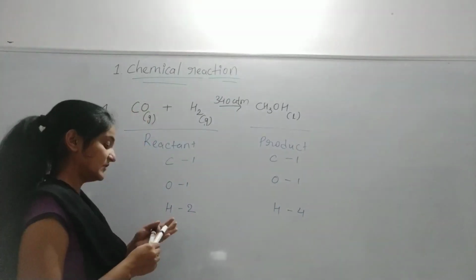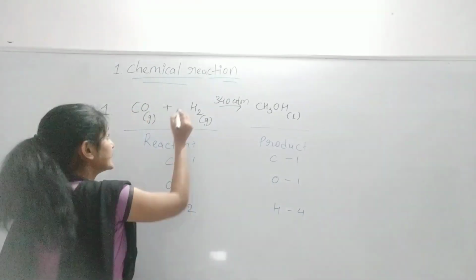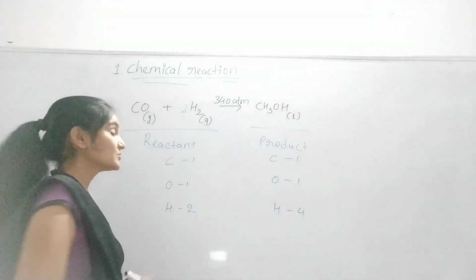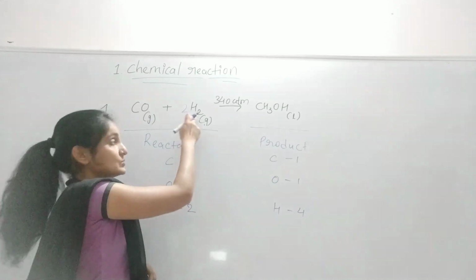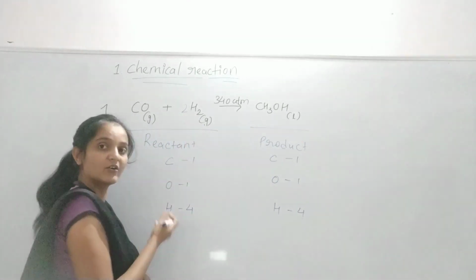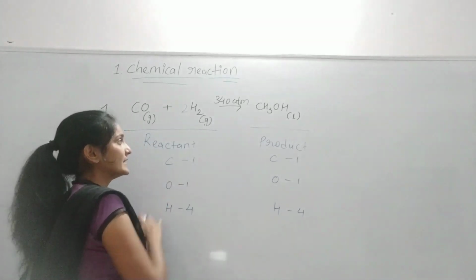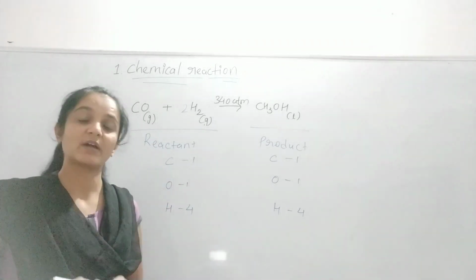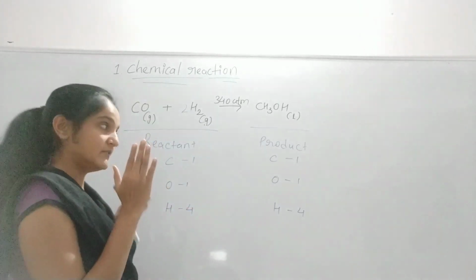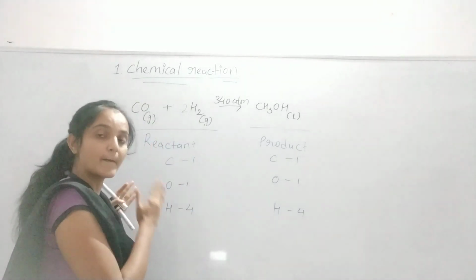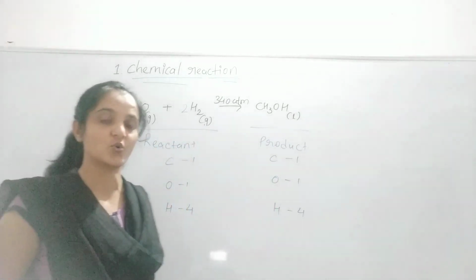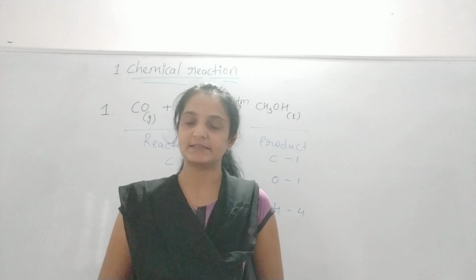So to balance it, if I put 2 here, then how many hydrogen atoms are in the reactant? 2 times 2 is 4. It means the number of hydrogen atoms will be 4. So now in the reactant and product the number of atoms are the same. It means we can say this reaction is a completely balanced chemical reaction, right? Okay. Let me take one more example.